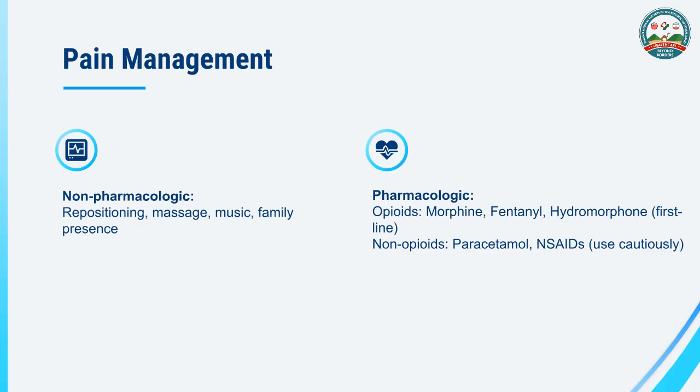Then we have the pharmacologic treatments. Opioids like morphine, fentanyl, and hydromorphone are usually the first-line medications for pain relief in critically ill patients. In some cases, non-opioid drugs such as paracetamol or NSAIDs may also be used, but we must be careful with NSAIDs, especially in patients with kidney problems or bleeding risks. Effective pain management means combining both approaches, addressing the patient's physical and emotional comfort at the same time.